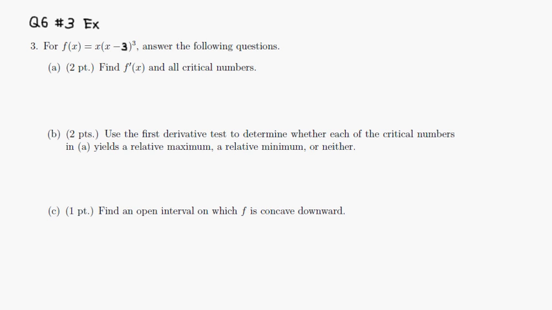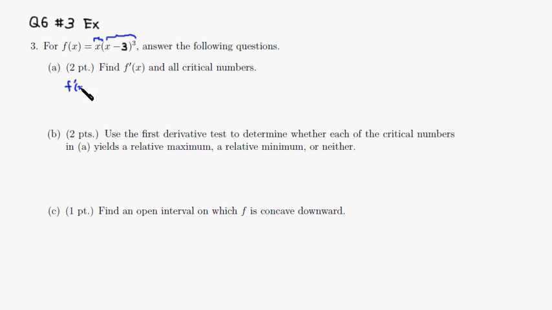Okay, let's look at a similar example to quiz 6, number 3. Right, so you have a function given right here, x times quantity x minus 3 cubed. And what we want to do is first find the derivative, so let's do that. There are two things multiplied together, so x is the first guy, and the quantity x minus 3 cubed is the second guy. So let's take the derivative using the product rule.